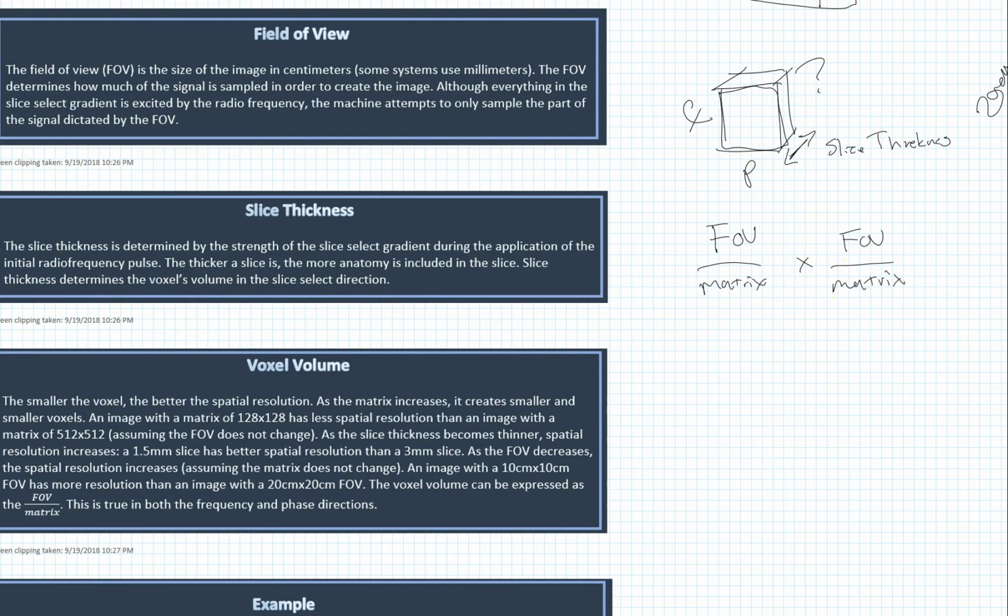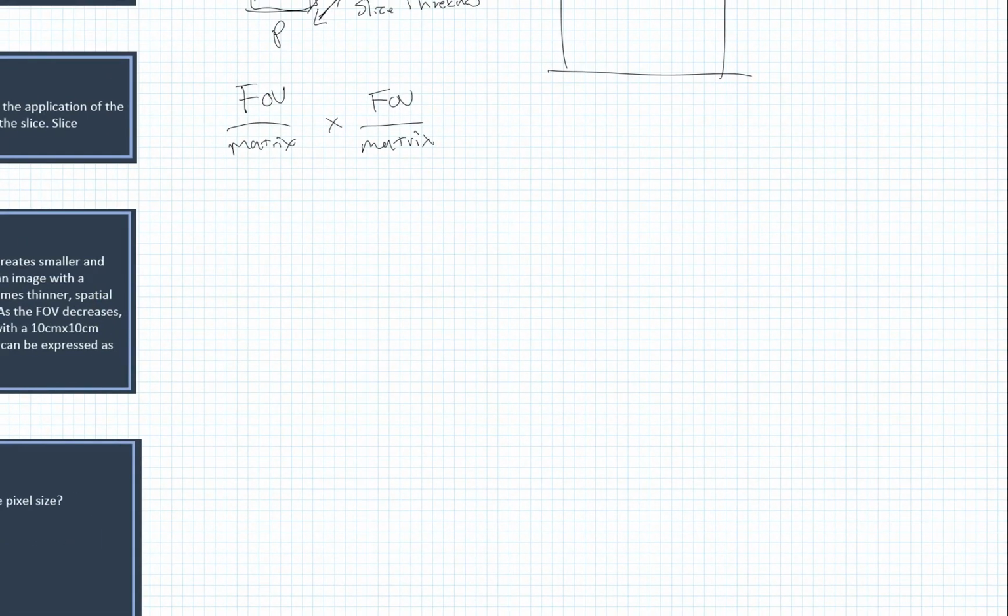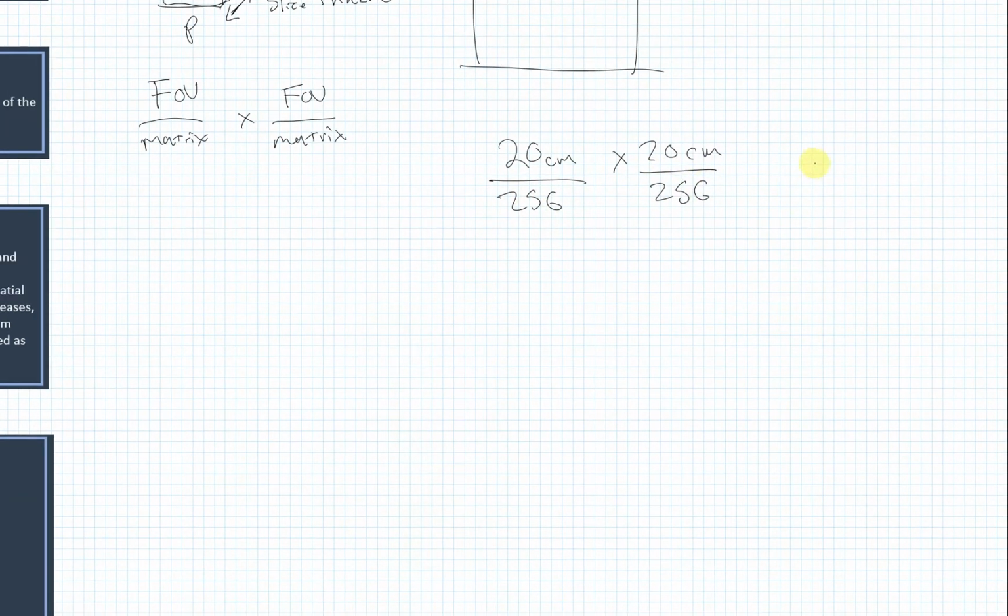All right. So if we have an example over here where we have a 20 centimeter by 20 centimeter field of view, and our matrix is 256 by 256, and then we have a picture here of our pixel. We know that we have a frequency direction and a phase direction. Over here, this is going to be our frequency, and this is going to be our phase. So if we look at this now, we can actually calculate what the size of the actual voxel is going to be.